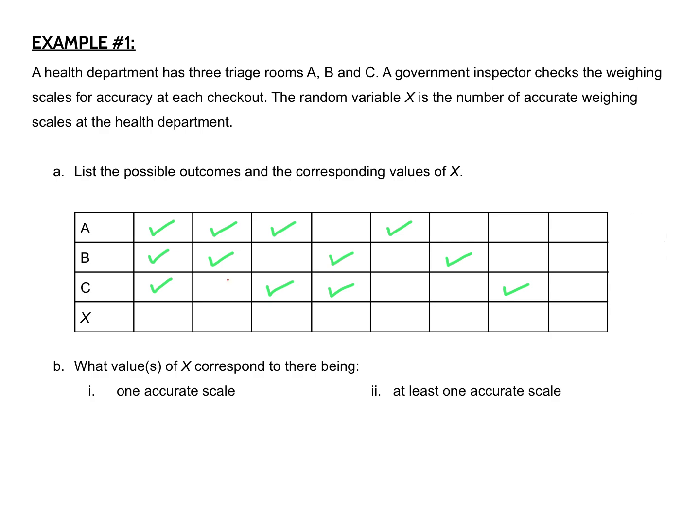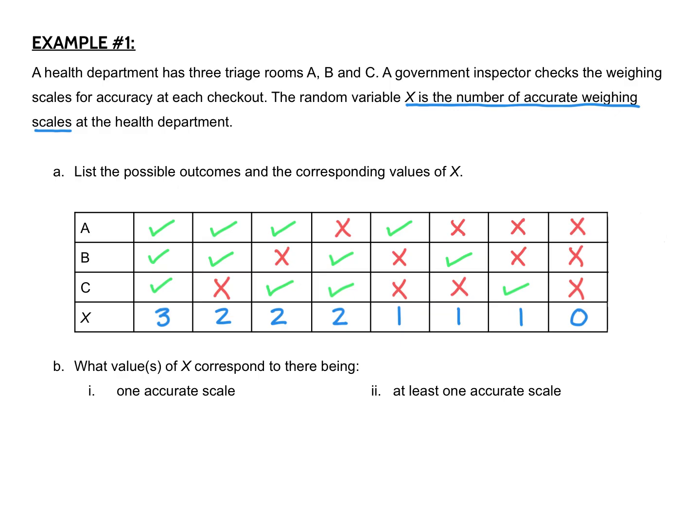I'm going to go back in and fill in my blanks with X's, and that's going to represent the ones that do not work. And then we are going to list out the possible values of X. Remember, X is the number of accurate weighing scales at the health department. So when all 3 of them work, X is going to be 3. When only 2 of them work, X will be 2. When only 1 of them works, X will be 1. And if none of them work, X will be 0.